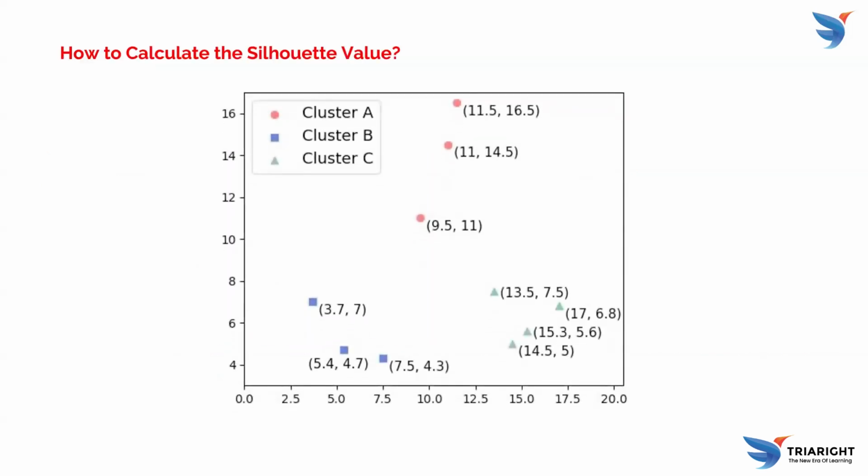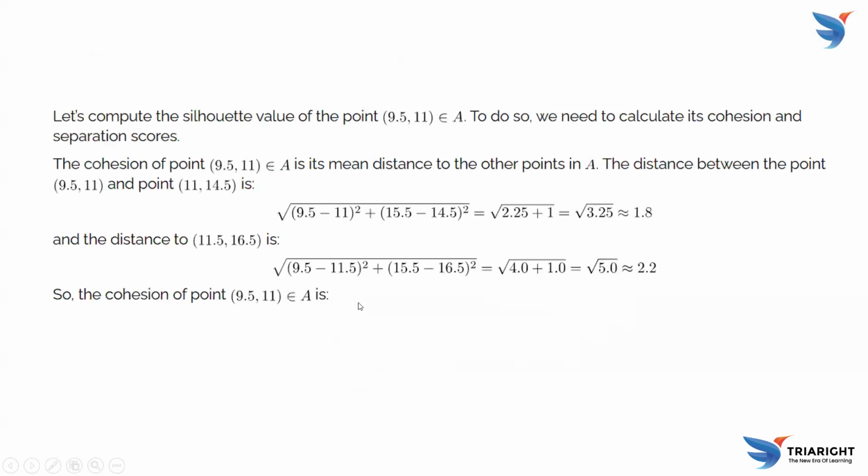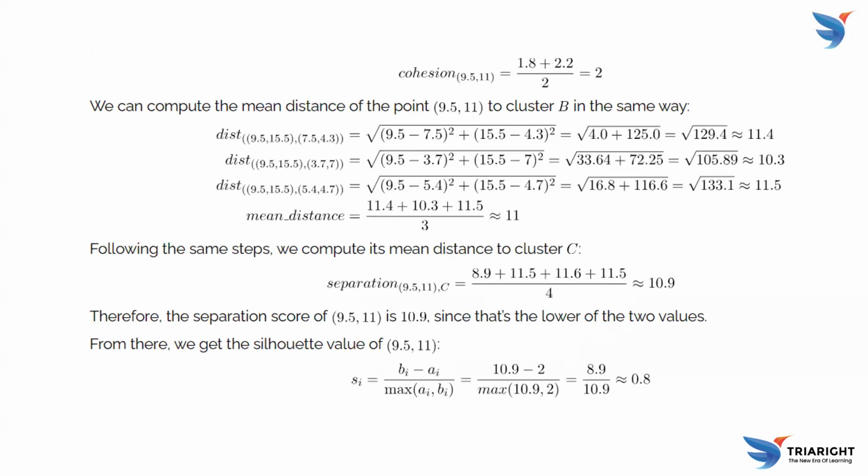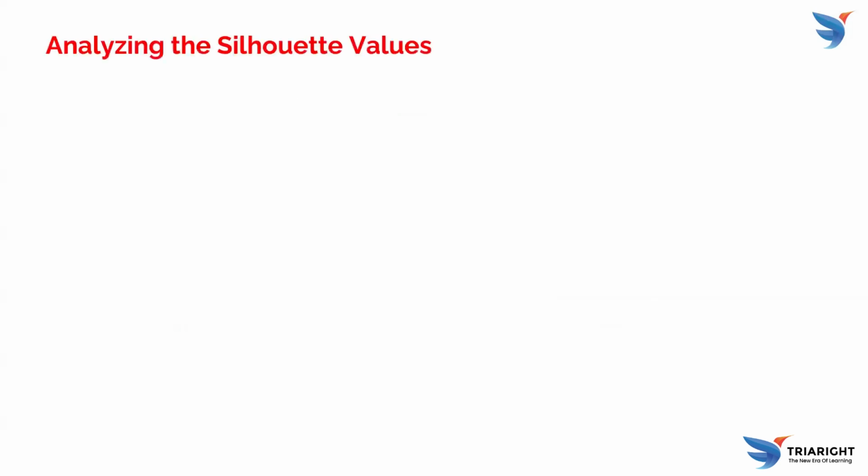So now we look at how to calculate the silhouette values. We have cluster A, cluster B, and cluster C, with some range of values here. This is the formalization. Pause the video and note this formula. Like this, we can calculate the distance. We can compute the mean of the distance between the points of cluster B, and following the same steps, we compute the mean distance to cluster C. So that is how we calculated the separation score.